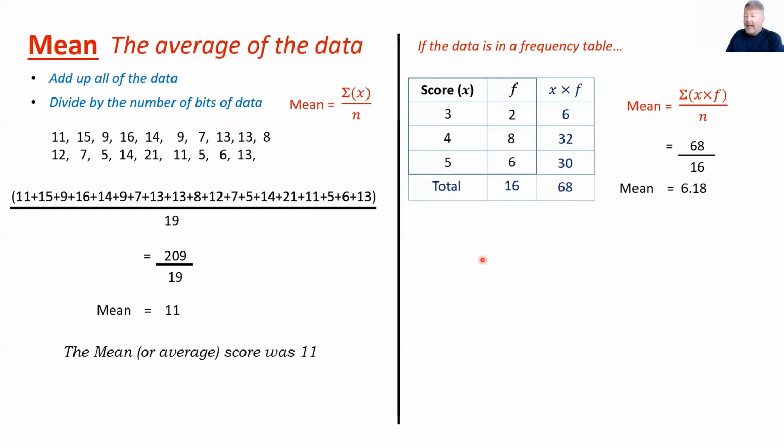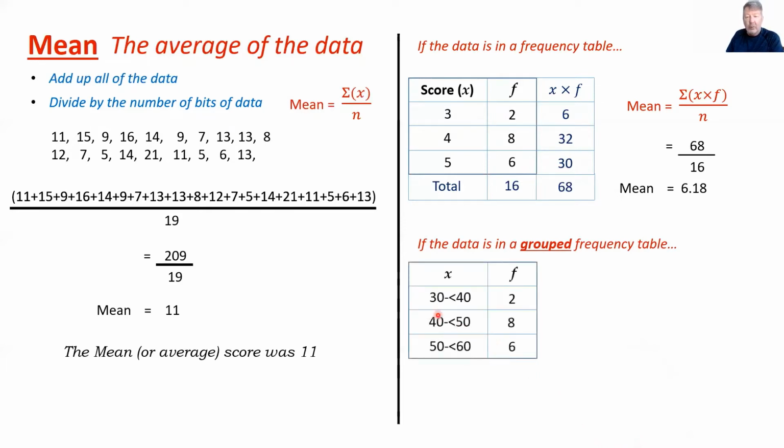Now we have one other way the data can be represented. That is if it is grouped data. So that's where you've got a range of data. So grouped data could be either discrete or it could be continuous like this. If it was discrete, it'd say 30 to 39. If it's continuous, it'd say 30 to less than 40.